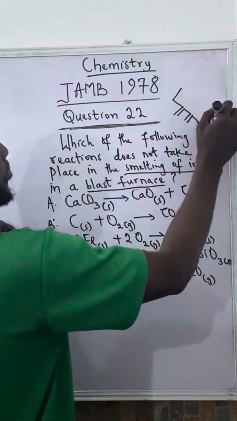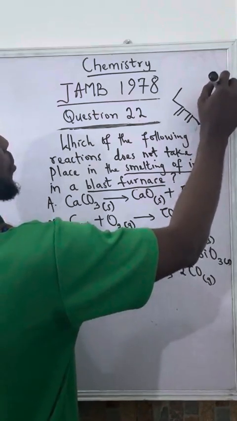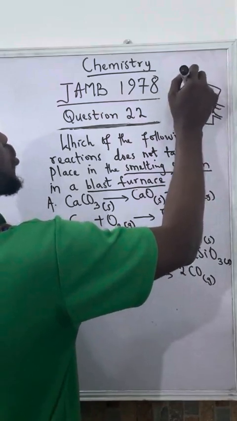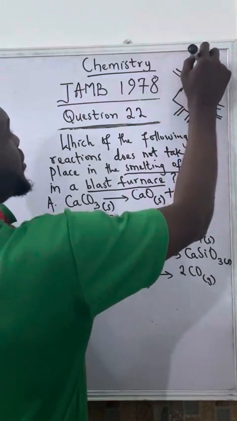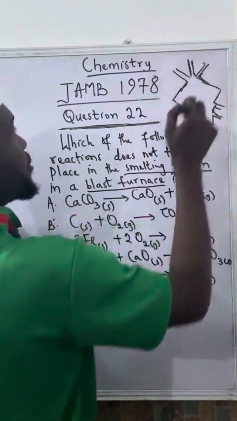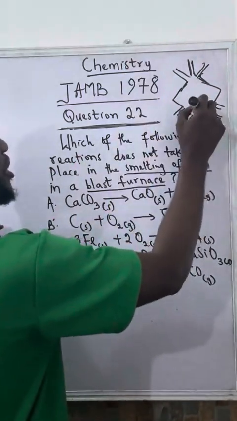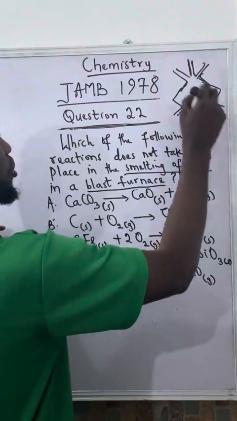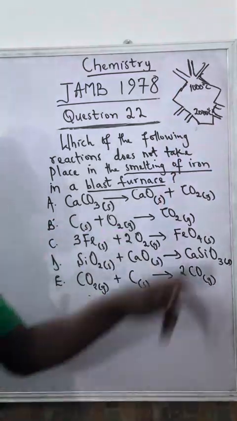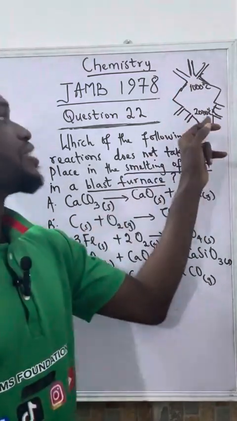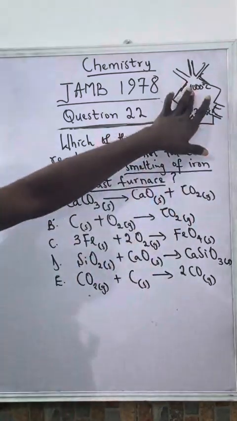So this is the bottom. Then we have the top, which contains about 3 outlets where gas passes. The bottom is about 2000 degrees Celsius and the top is about 1000 degrees Celsius. This is where the iron will settle, at the bottom that is very hot. So this is the blast furnace.